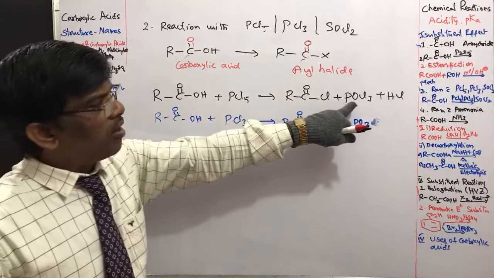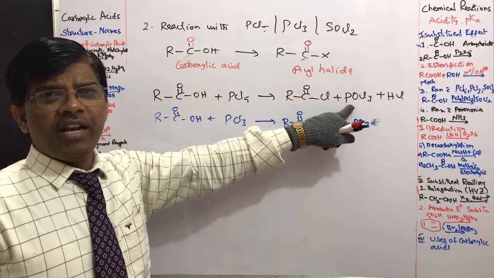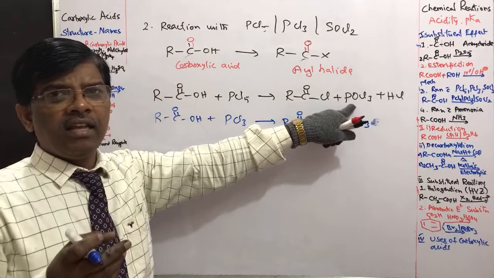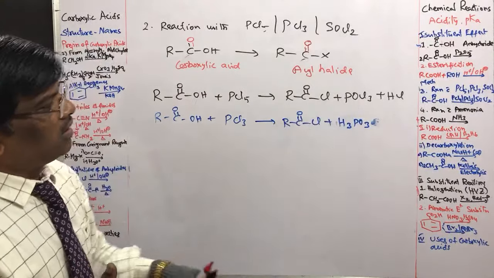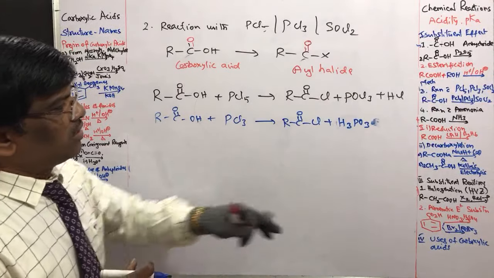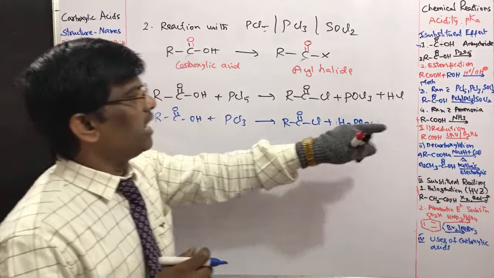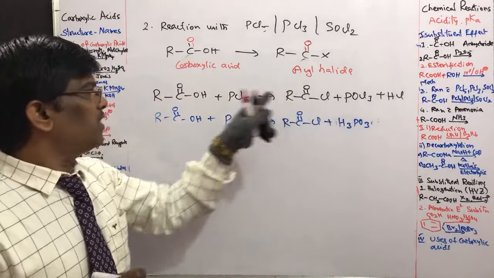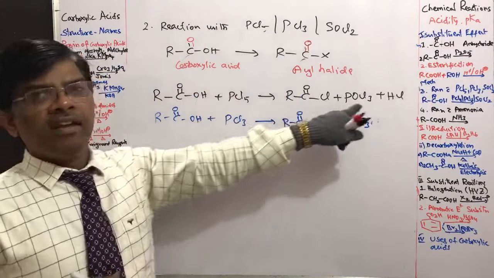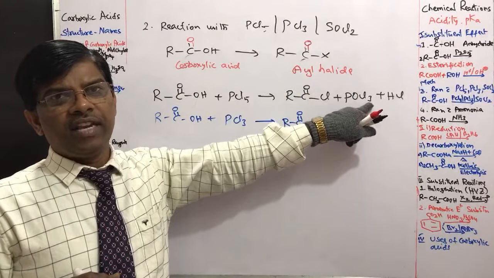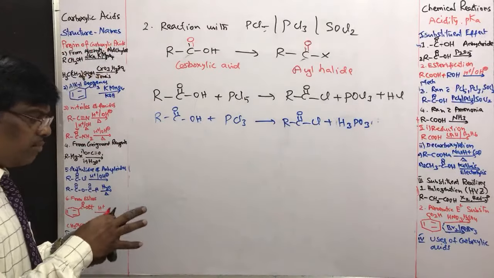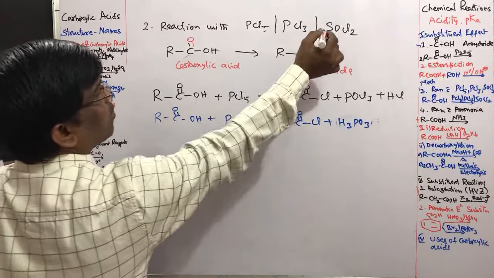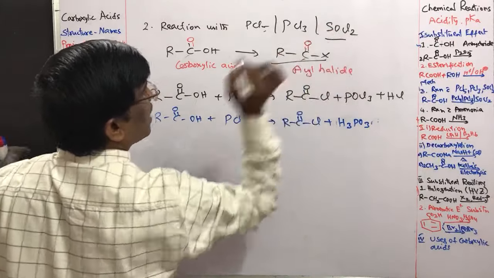However, the removal of POCl3 is very lacrimatory, which means your eyes will water, tears will come, right? So it is lacrimatory. Use of PCl5 and PCl3 will be lacrimatory, so it is very tough to handle this type of reaction in the laboratory. The easiest or best method to make acyl halides is the use of thionyl chloride.